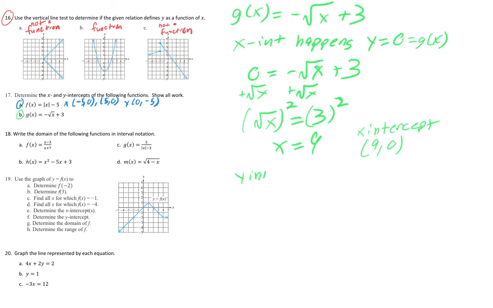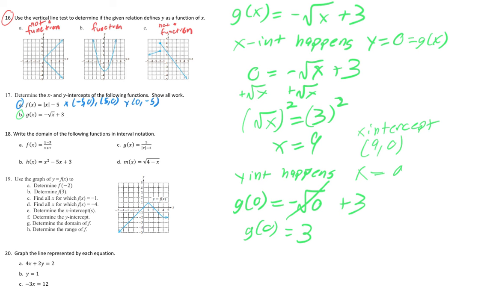Our y-intercept happens when x is equal to 0, right? So we're going to do g of 0 is equal to negative square root of 0 plus 3, right? Square root of 0 is actually just 0, so that's going to go away. So we know that when our x is equal to 0, our g of 0 is equal to 3. So our y is equal to 3. So our y-intercept is at (0, 3).